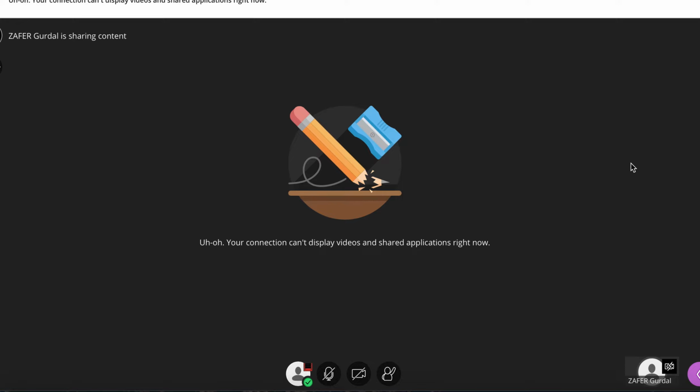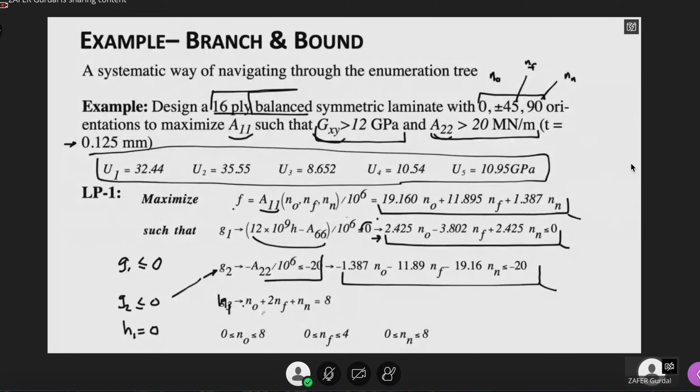And I also have this 16-ply, so the maximum number of zeros can be at most 8, because if there is no 90 and 45, this is the maximum number of plies that I can have. I cannot have anything more than 8. So I put a bound on the number of zeros that must be between 0 and 8. The number of 45s can be at most 4, in which case the number of zeros will go to 0, and the number of 90s will go to 0. So this is the bound for the number of 45s, and this is the bound for the number of 90s. These are the bounds.